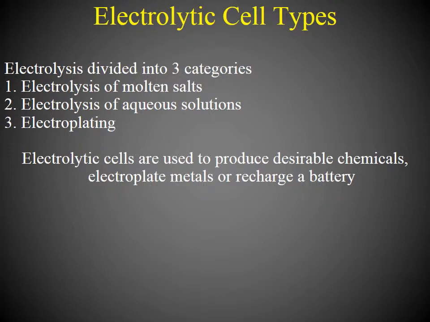Electrolytic cells also are used primarily to produce desirable chemicals at a more economic, lower cost. Also to electroplate metals, or also to recharge a battery. Those are the typical uses of electrolytic cells.